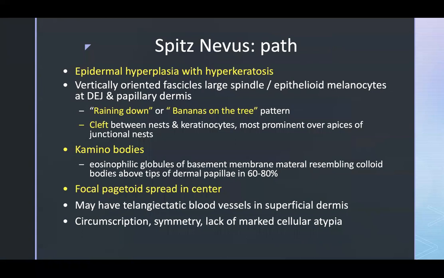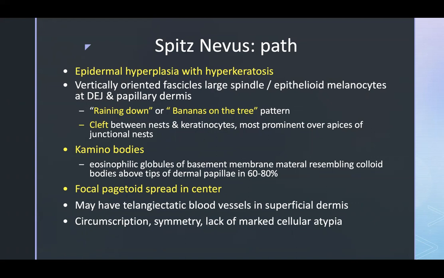On pathology, the Spitz nevi usually show epidermal hyperplasia with hyperkeratosis. They have vertically oriented fascicles with large spindle to epithelioid melanocytes at the dermal epidermal junction and papillary dermis. They have this appearance of raining down or bananas on the tree pattern. And you'll see when you look at the histopathology what I mean by that. There's oftentimes dramatic clefting between the nest and the keratinocytes, which are most prominent over the apices of the junctional nest. That clefting can make it look very bad to the untrained eye. And so you have to have a suspicion that you're looking at a Spitz nevus before you start to assign too much worry to that cleft artifact.